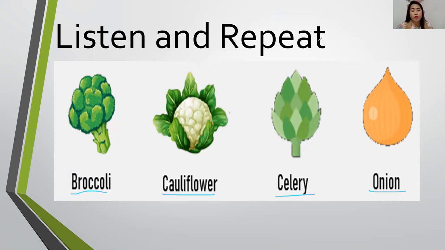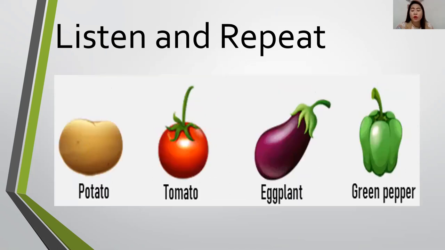So, broccoli, cauliflower, celery, and onion. Okay, next one is potato, tomato, eggplant, and green pepper. Okay, potato, tomato, eggplant, green pepper. You say it? Or not, teacher will say it faster.